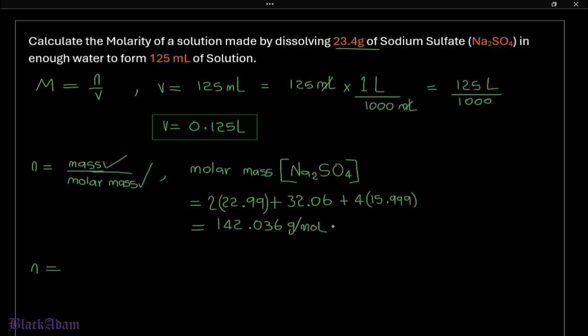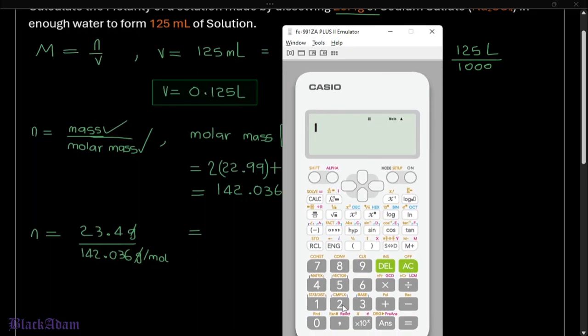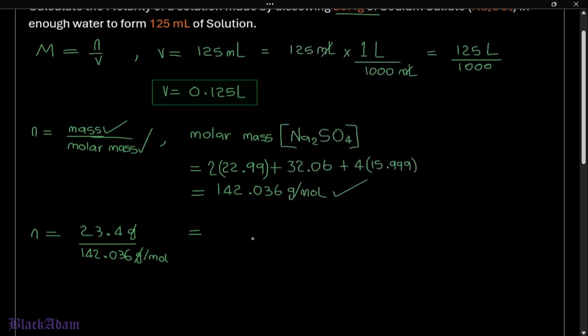The mass there is going to be 23.4 gram. So the number of moles is the mass over the molar mass, that is 23.4 over 142.036 gram per mole. So the gram cancels out. Using a calculator, 23.4 divided by 142.036 gives us 0.164746.